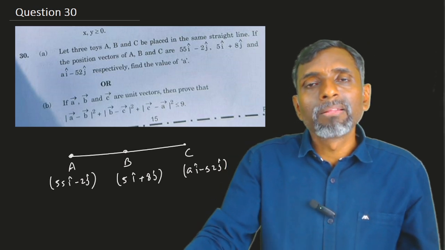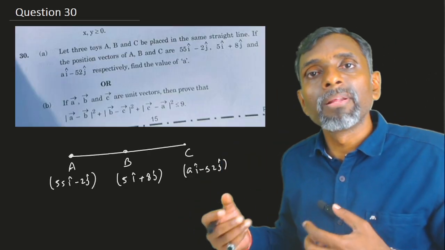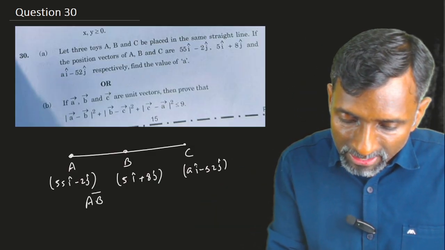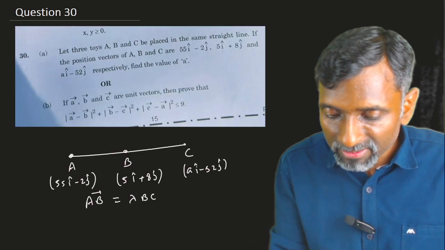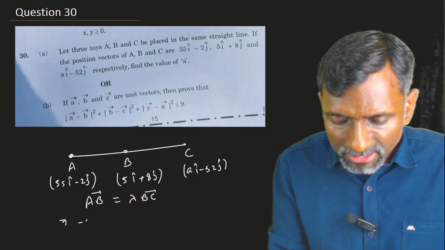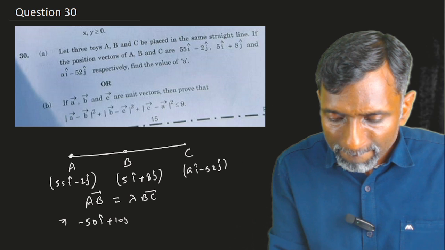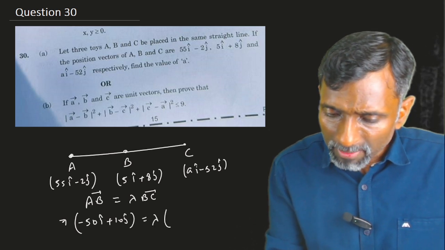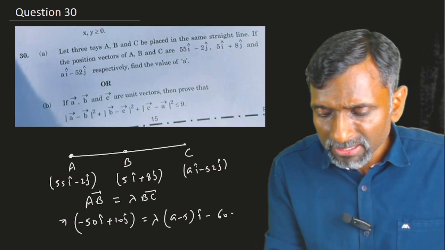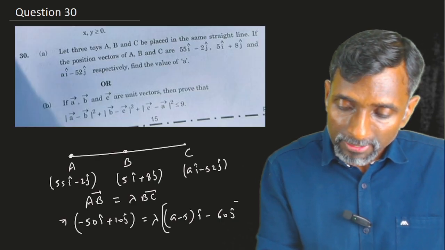You know, how can we say that when 3 points are collinear? We can say AB vector is equal to lambda BC vector, meaning the ratio of AB vector and BC vector must be the same. In this question, AB vector is equal to lambda BC vector because these 3 points are collinear. So what is AB vector? It is final point minus initial point: minus 50 i cap and 10 j cap is equal to lambda multiplied by a minus 5 i cap and minus 60 j cap.